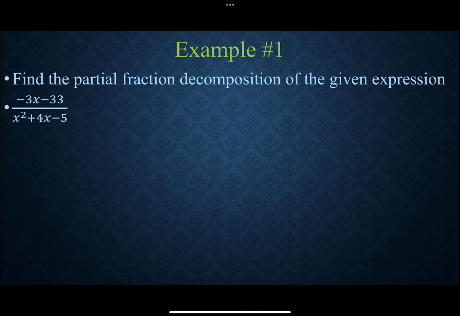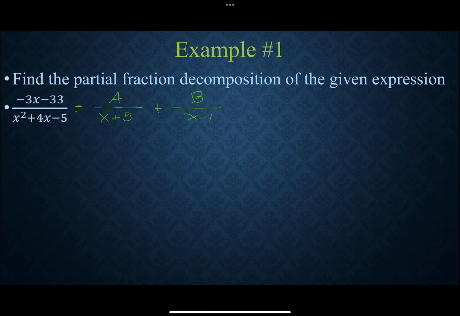So we have negative 3x minus 33 over x squared plus 4x minus 5. We're going to go ahead and factor this, and we get x plus 5 and x minus 1. So those were the original denominators. And I'm putting A over x plus 5 and B over x minus 1. If you put A over x minus 1 and B over x plus 5, ultimately you'll get the same final answer in the end. You'll just have swapped A and B values. But that's all that really changes.